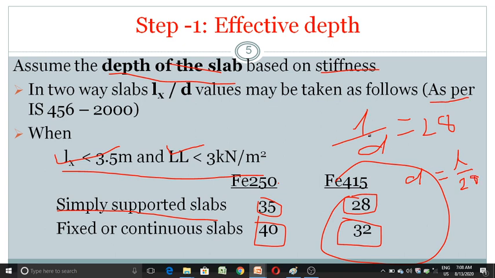Lx is the short span direction, and x is that basic value. If I divide the span by the basic value, we get the effective depth. Like that, we can calculate the effective depth of the slab.